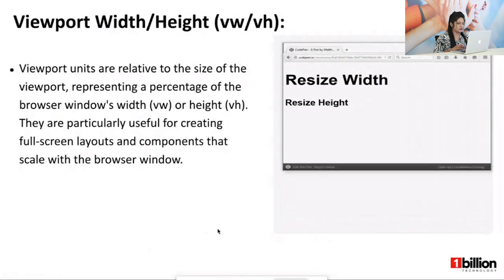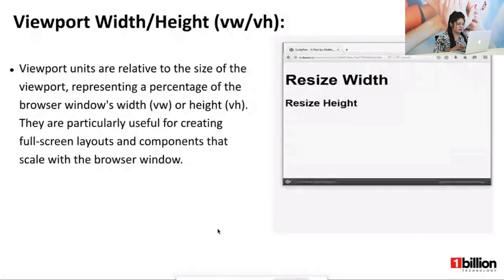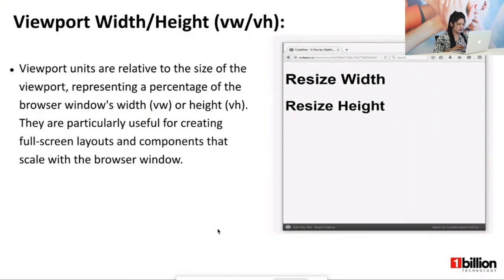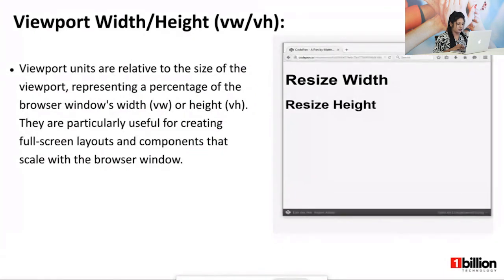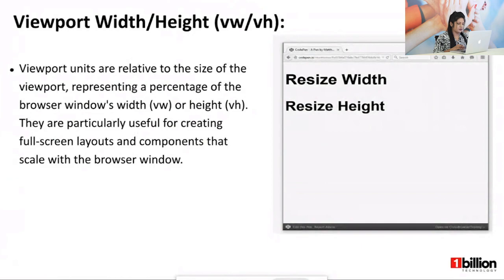The next one is viewport height. Viewport height units are similar, a percentage of the browser window's height. They are perfect for ensuring components adjust dynamically to the height of the viewport, allowing for fluid and responsive design.